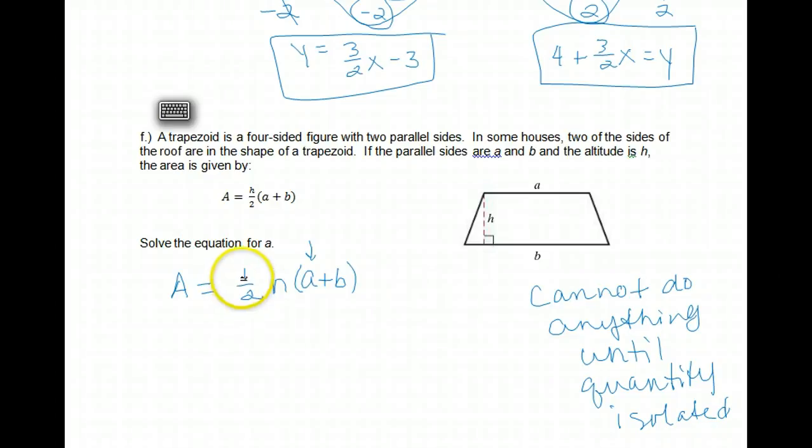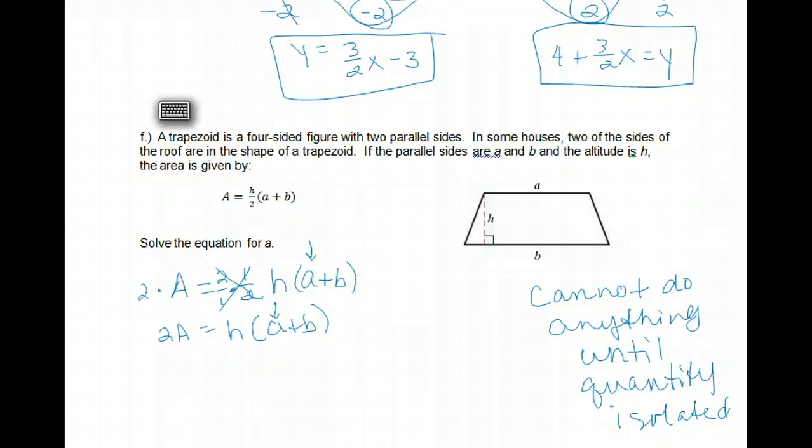So the first thing that we need to do is get rid of the fraction of 1/2. To undo the multiplication of a fraction, we must multiply both sides by the fraction's reciprocal. So we're going to multiply both sides by 2/1, which is the same as 2. So we have 2A equals, they cancel, h times quantity A plus B. We're getting closer.